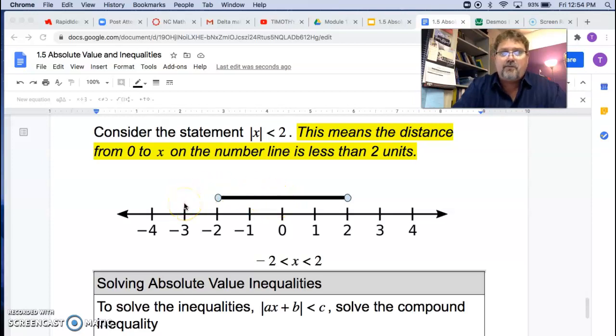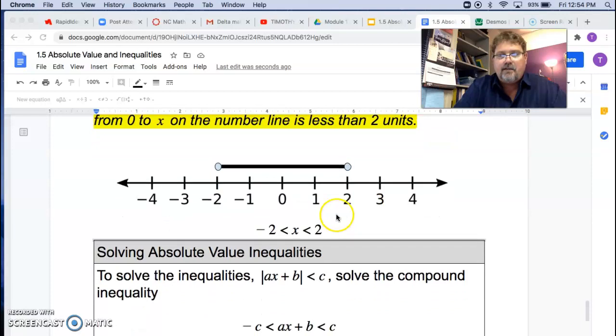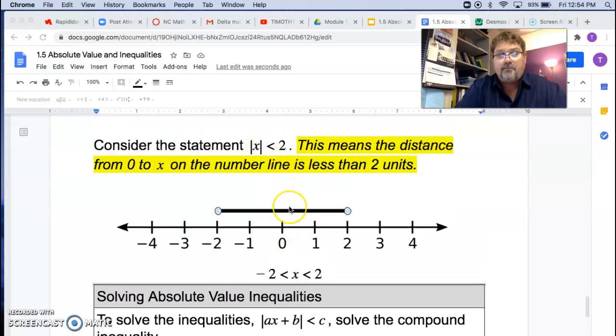Negative 3, yeah, that's more than 2 units from 0. 3 is more than 2 units from 0. So that's what it means. So this is how it ends up bounded. This is the resulting set of numbers that will satisfy that inequality right here.